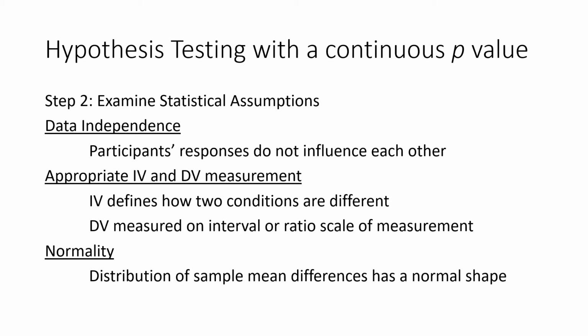And then finally, the normality assumption is that the distribution of sample means is going to have a normal shape. It's actually the distribution of the sample mean differences. We'll talk about that in a second. But it's going to have a normal shape.